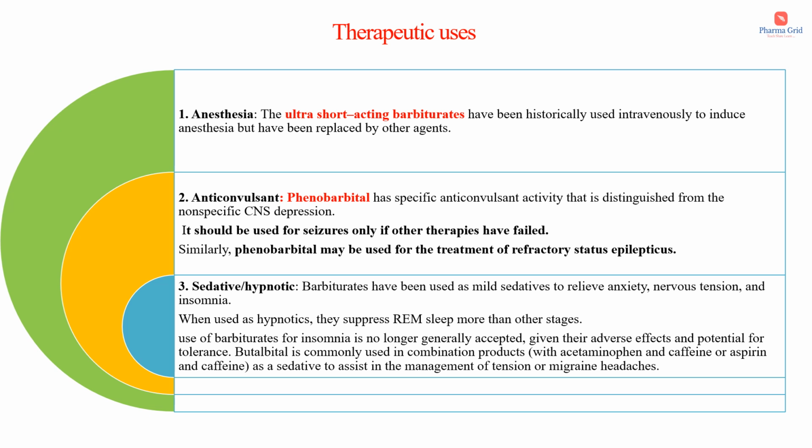So the three most important therapeutic uses of barbiturates include anesthesia, especially the ultra short-acting barbiturates used as IV anesthetics. Next is anticonvulsant action. The mainly used drug is phenobarbital. It should be used for seizures only if other therapies have failed, and also it may be used for treatment of refractory status epilepticus. Then these barbiturates can also be used as sedatives as well as hypnotics.